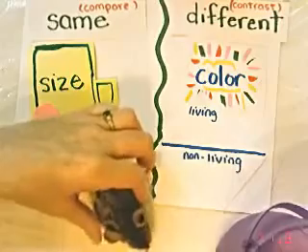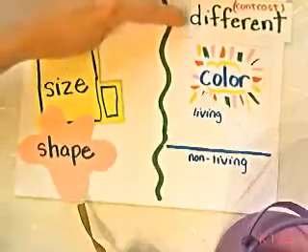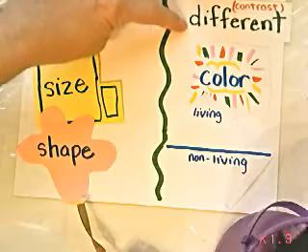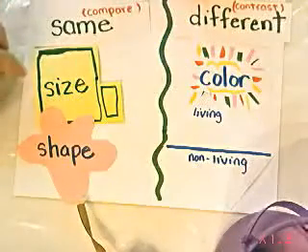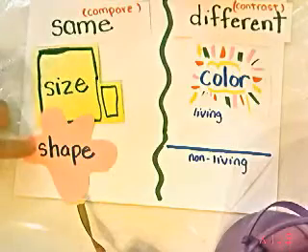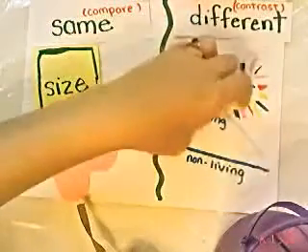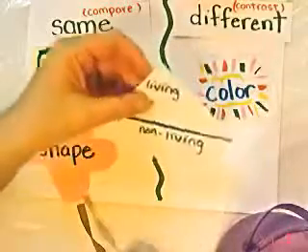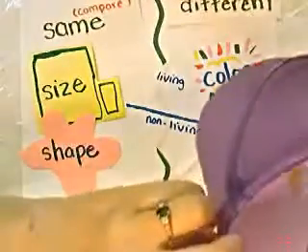So we talked about compare the same and contrast different. And we used three things that are very common when you compare and contrast: size, shape, and color. And something you might not think about very often: living or non-living.